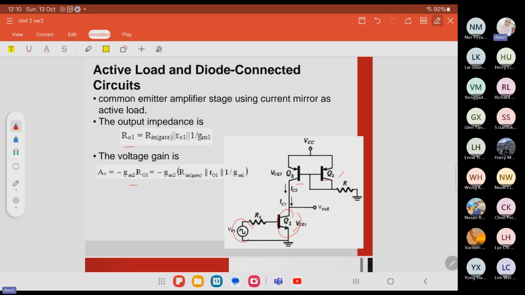Okay, not to worry, because normally for these types of circuit, you are normally only asked on the characteristic of the circuitry. Okay.